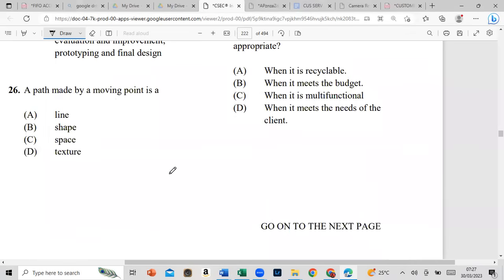A part made by a moving point is a line, shape, space, texture. And that is a line.